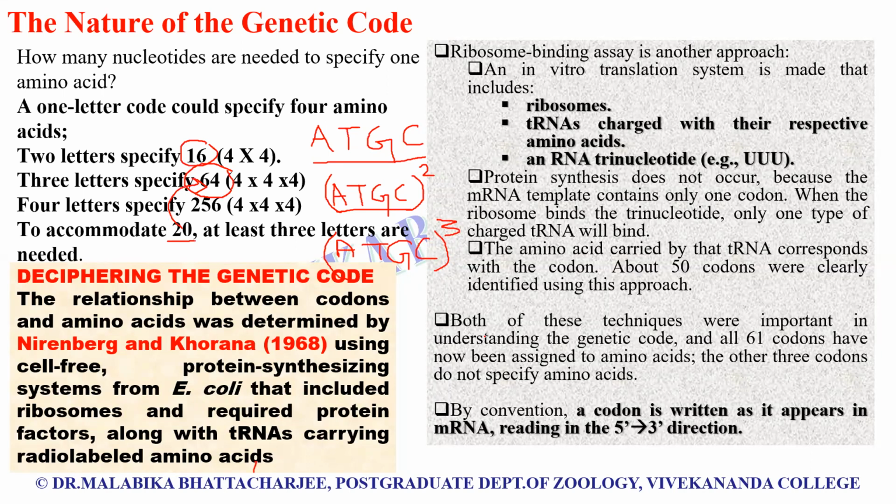It was experimentally proved, the relationship between the codons and the amino acids was extensively proved by Nirenberg and Har Gobind Khorana in 1968 using a cell-free protein synthesizing system of E. coli, where they proved that indeed any three bases in a defined combination code for one amino acid. So this triplet of three bases is called one codon. One codon is a combination of any three bases that codes for one amino acid.